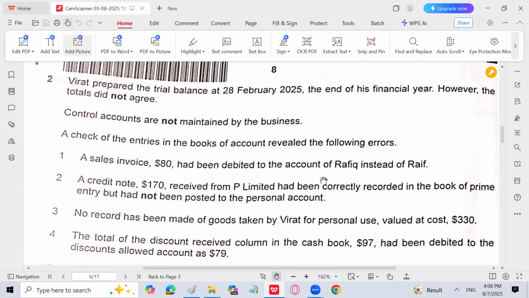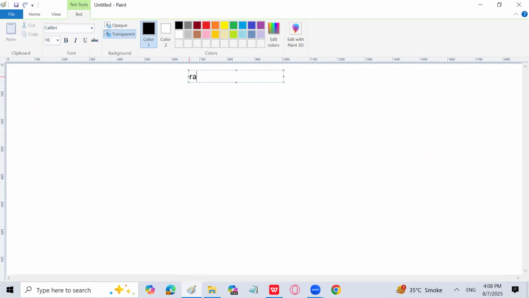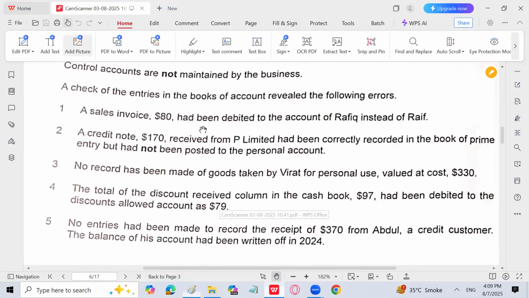Sales invoice 80 had been debited in the account of Rafiq instead of Raf. So sales means that there is going to be a credit sale. It had been debited to the account of Rafiq instead of Raf. So you were supposed to debit Raf, but you have debited Rafiq. So now the rectifying entry is going to be Raf debit, and Rafiq is going to be credit. Thank God that we are seeing some Pakistani names now in the Cambridge papers. We should have gone for the entry Raf to sales, but we have gone for the entry Rafiq to sales. Now Raf to Rafiq is the answer.